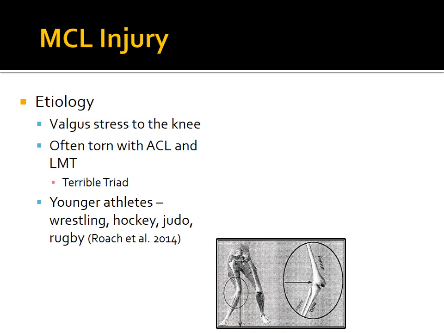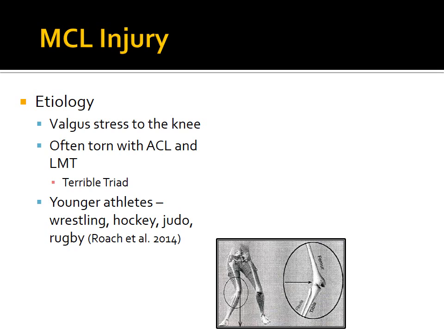The mechanism of injury for the MCL is valgus stress to the knee. You may have heard of the terrible triad before, and this was first reported by O'Donoghue in the literature as an ACL, MCL, and medial meniscus tear. But Shelbourne and Nitz in 1991 did a study that found that the combination is more commonly an ACL, MCL, and lateral meniscus tear. And this actually makes sense when you think about the mechanism for tearing the meniscus, which involves compression in the meniscus.